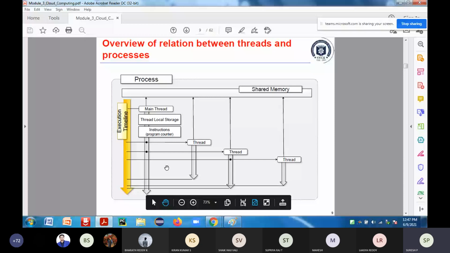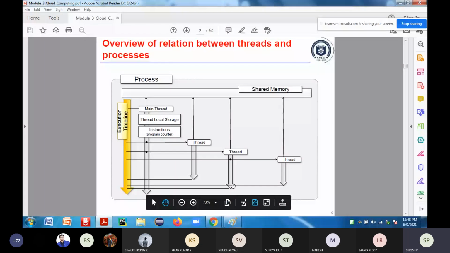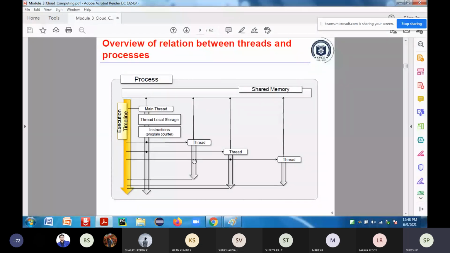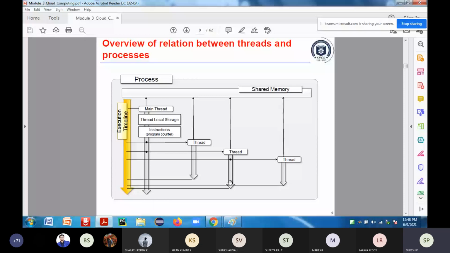The execution timeline depends upon the thread. Some threads may complete their work earlier. The first child thread is going to complete its task earlier, the second is going to take more time, and the third is going to take less time compared to the second. So each runs individually across the system. In a multi-core system, each individual thread will be given to an individual core. This is how the relationship between thread and process works.